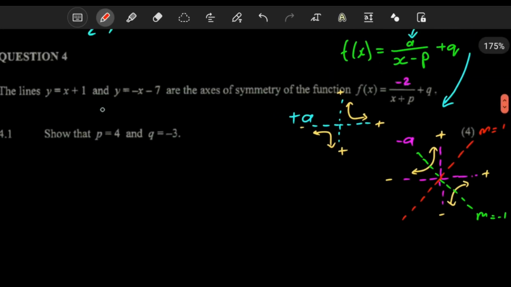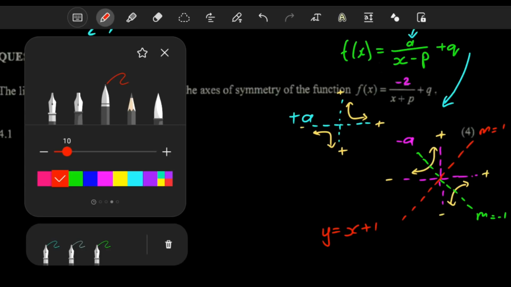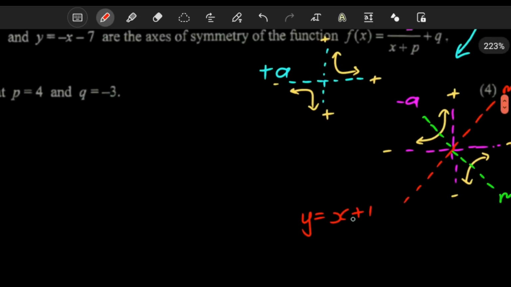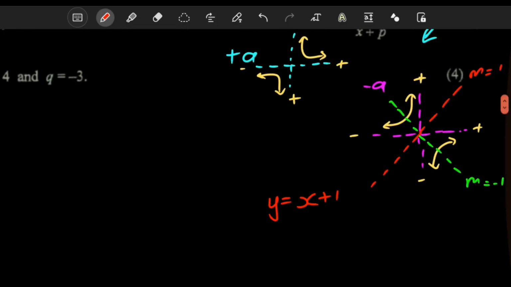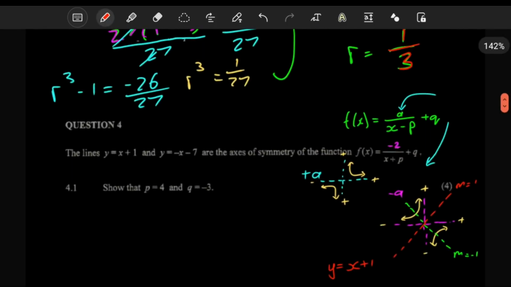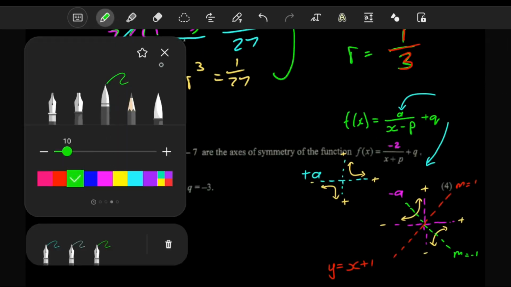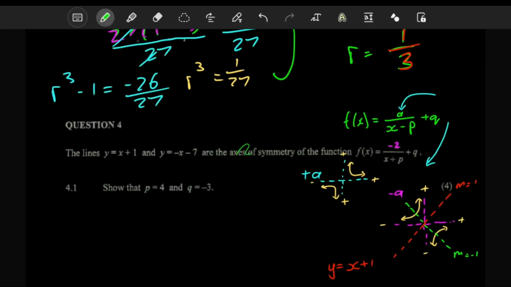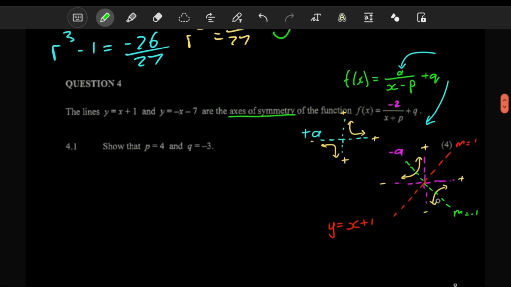So that's why here we're given two equations, right? Because the one with the positive gradient, that's for the red line. Did I say negative gradient? I meant positive gradient. The one with the positive gradient, that's for the red line, or rather the one with the positive 1 specifically, because the two gradients will always be either a positive 1 or a negative 1 whenever you're referring to the axis of symmetry for a hyperbola. So the one with the negative gradient, that's the green one here.